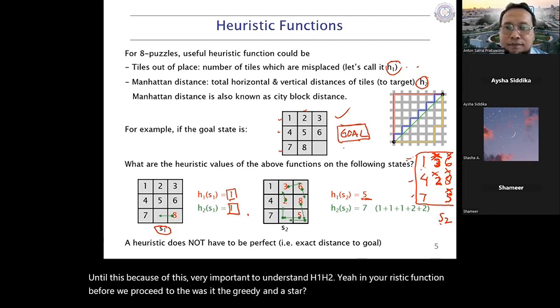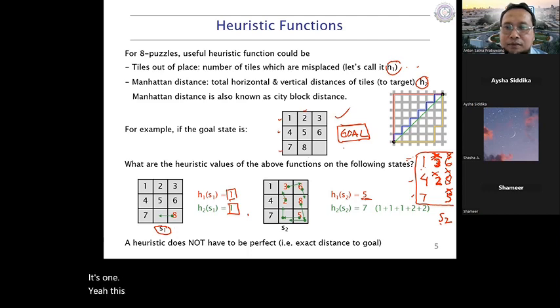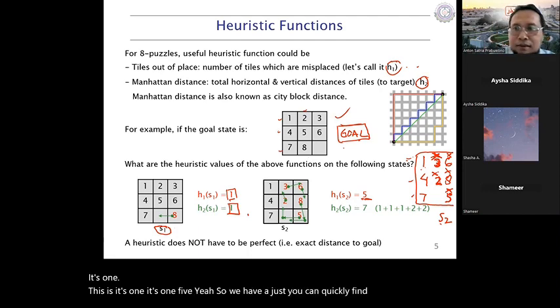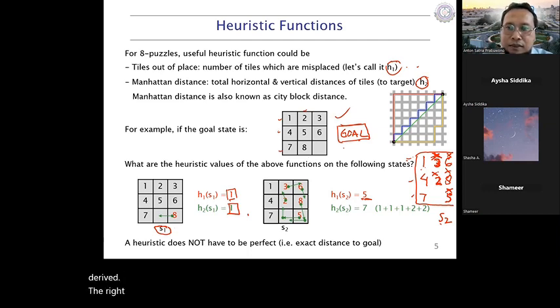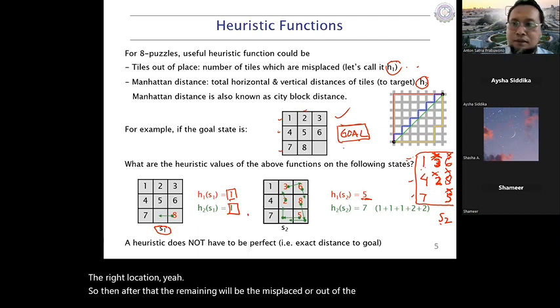This is H1, H1 5. You can quickly find which tiles are in the right location. Then after that, the remaining will be the misplaced, or out of place. So that is how to quickly recognize them.